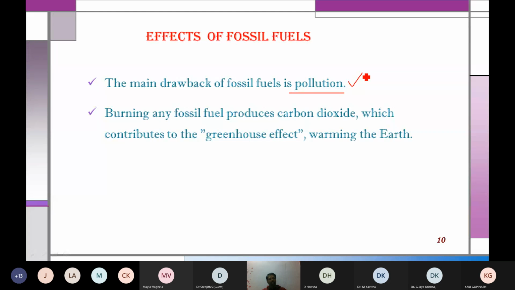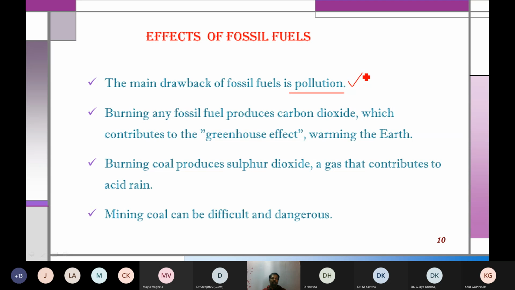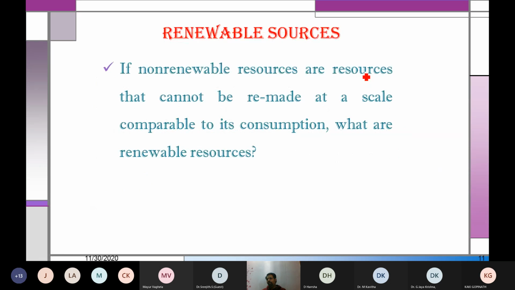So we need to find one alternate fuel which is renewable in nature. That is first, one which does not create any pollution. That's what we want, and it should not emit anything. There should not be any emission from this fuel, so it should not be a cause for global warming. There should not be any acid rain out of that. All these things we are expecting from the renewable energy sources. So these are the effects of fossil fuels. Clear? Now let's move on to the renewable energy sources.